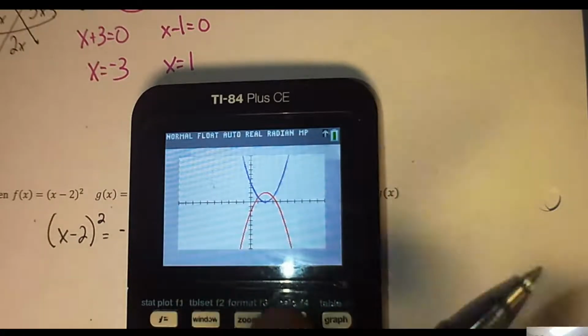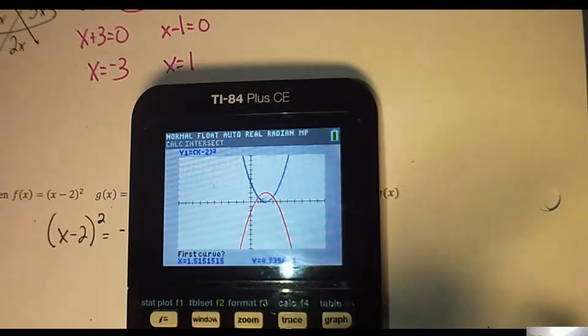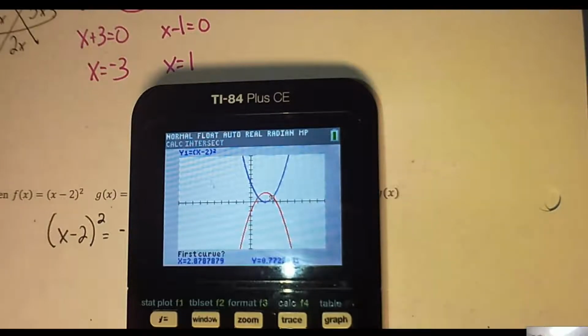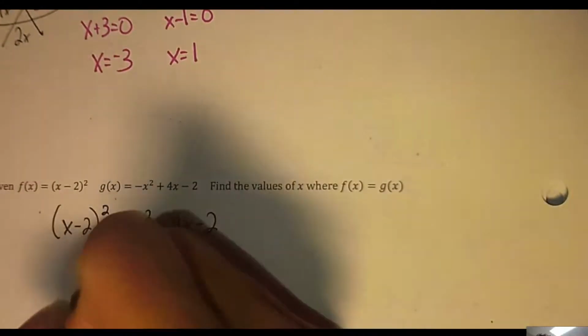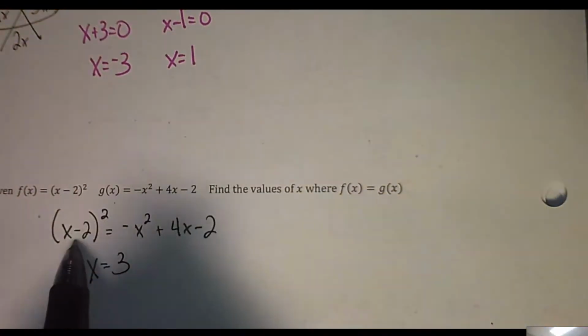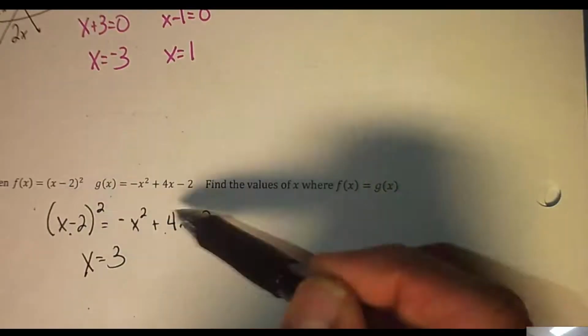So second trace, choose intersect, move close to one of them. I'll do the one on the right first. I'm going to hit enter 3 times. And that first answer, again, I'm only solving for x, so I don't care about y. So x is 3. So if I put 3 in here and if I put 3 in here, what this is actually saying is you'll get 1. You'll have 1 equals 1.